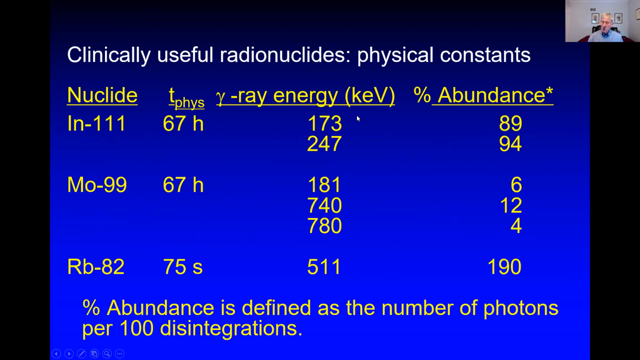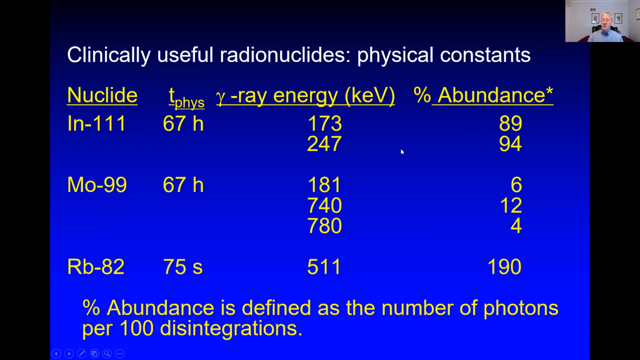67 hours. It has 2 energies that are perfect. 173 and 247 are both within 100 to 250. And look at the percent abundances. Now, that adds up to 183. This is not a positron emitter. We're not looking at 511 keVs at all. So how is this possible?